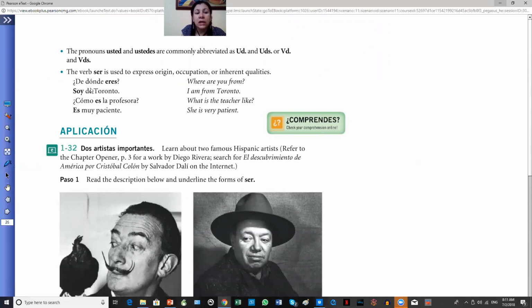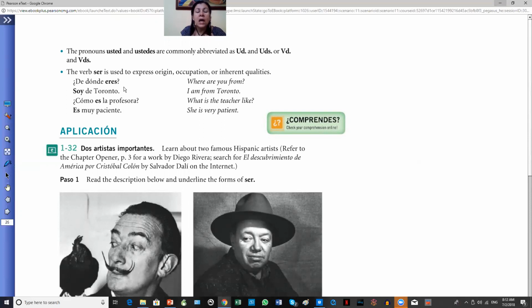So origin, ¿de dónde eres? ¿De dónde eres? Soy de Toronto. ¿De dónde es la profesora? La profesora es de Colombia. ¿De dónde es Eli? Eli es de los Estados Unidos. ¿De dónde es Amber? ¿O de dónde son Hannah y Tyler? Ellos son de los Estados Unidos.